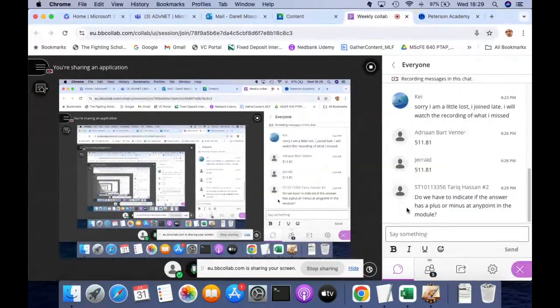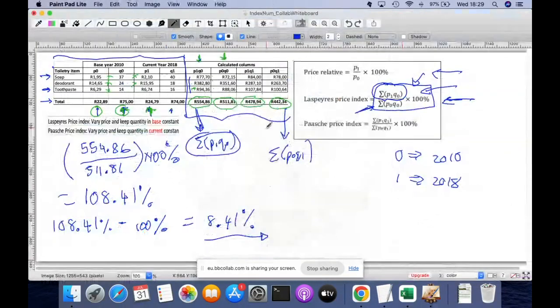Do we have to indicate if the answer has a plus or a minus at any point in the module? Sorry, I assume you mean this answer here that you're talking about, the change. Because this can either be plus or minus. And if so, you don't really have to indicate whether it's a negative or positive. But what is important is that you need to know whether it's an increase or decrease, and you need to interpret it as being either an increase or decrease.